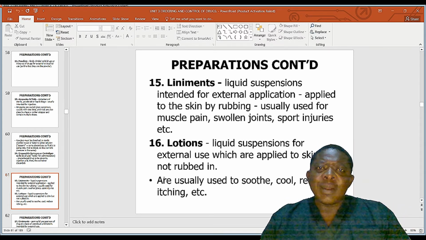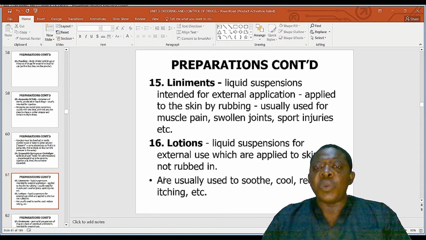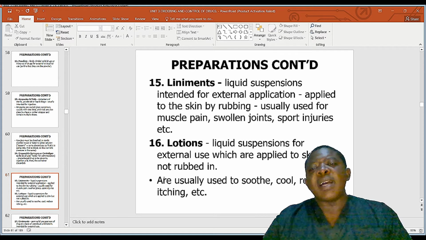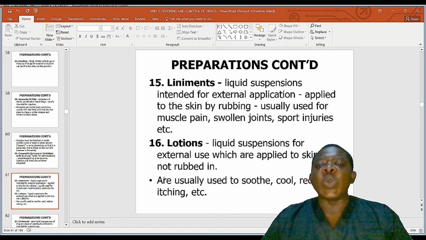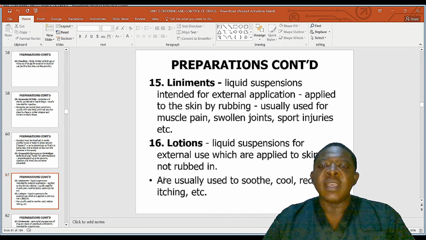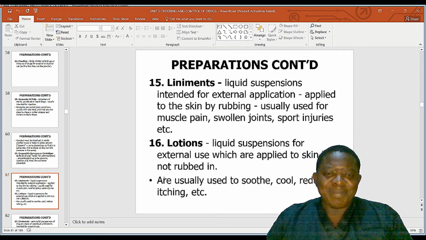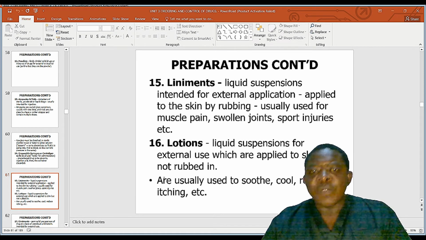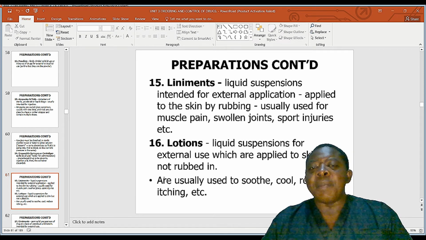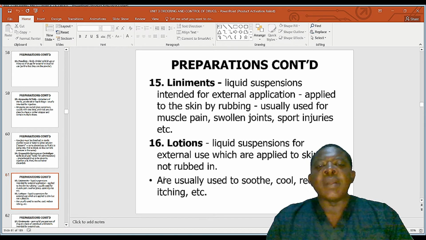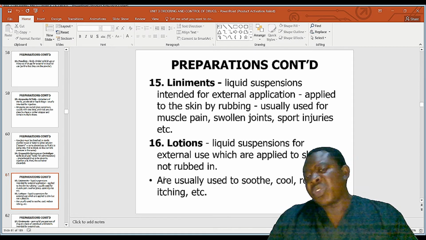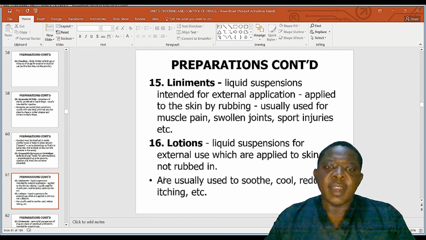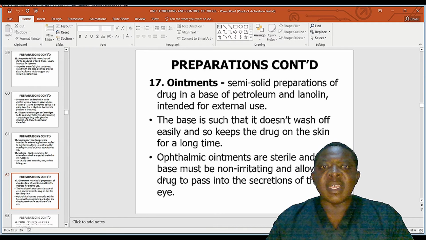Then we also have lotions. When we talk about lotion preparation in pharmacology, we are looking at liquid suspensions for external use, which are applied to skin but not rubbed in. So when you're looking at a lotion, you're just looking at a liquid suspension for external use, which can be applied to the skin but not rubbed. They are usually used to soothe, cool, reduce itching. So we have a lot of lotion drugs that are there.